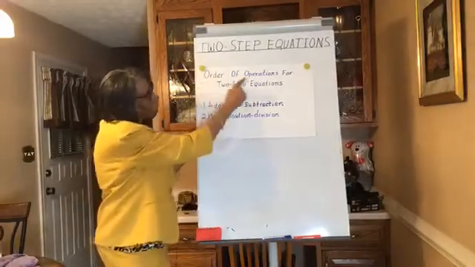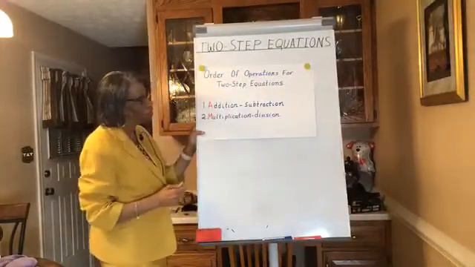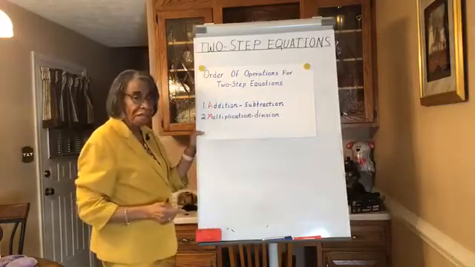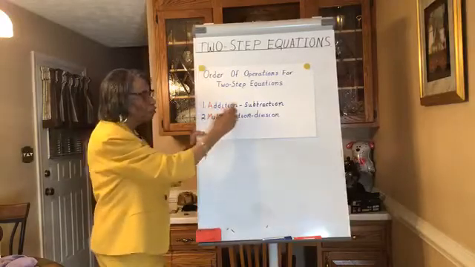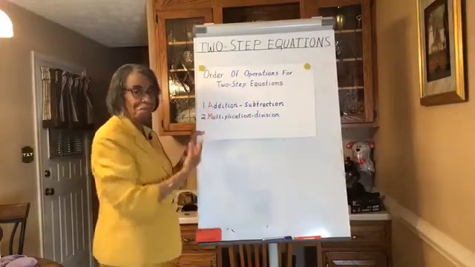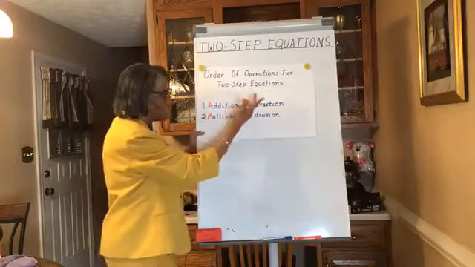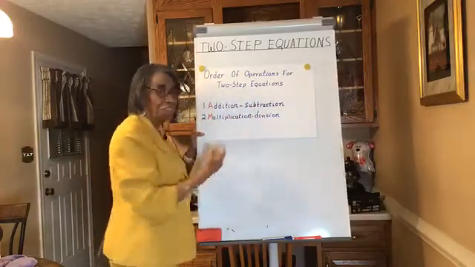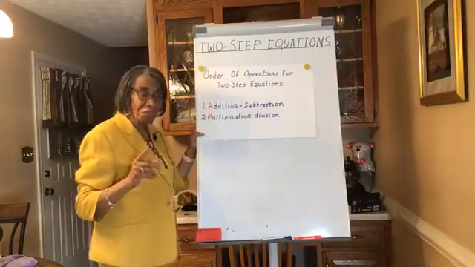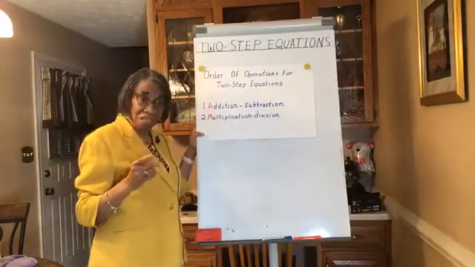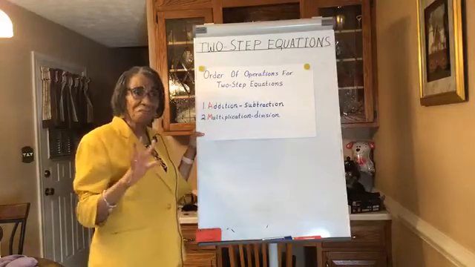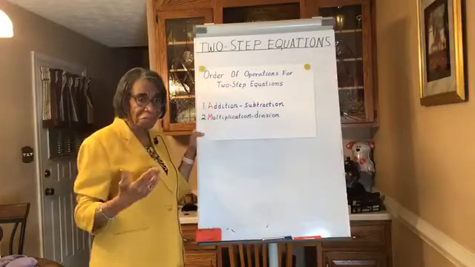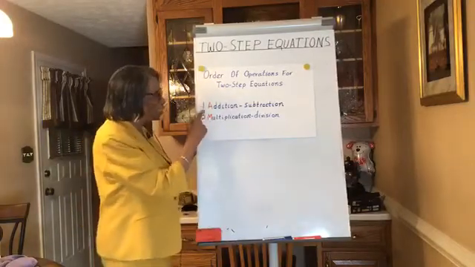The order of operations for two-step equations is first addition or subtraction. And notice I didn't say one had to come before the other. Whichever one is in the equation, the addition or the subtraction, and then you do the multiplication or the division. And again, what tells us what we're going to do is what's being done to the variable. So every time we approach an equation, we must ask, what is happening to that variable? And then we know what order to do it.